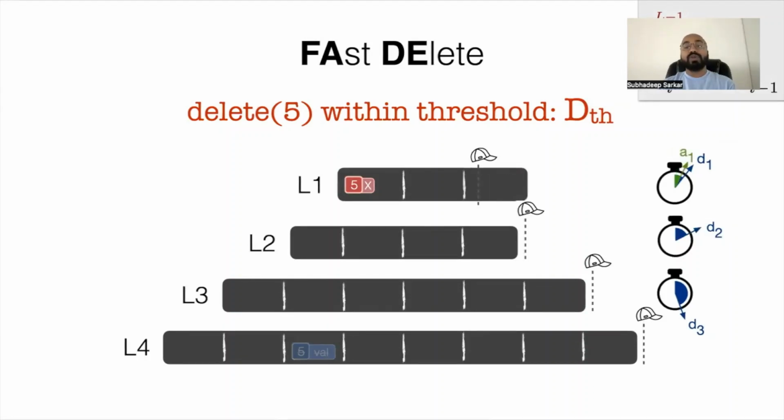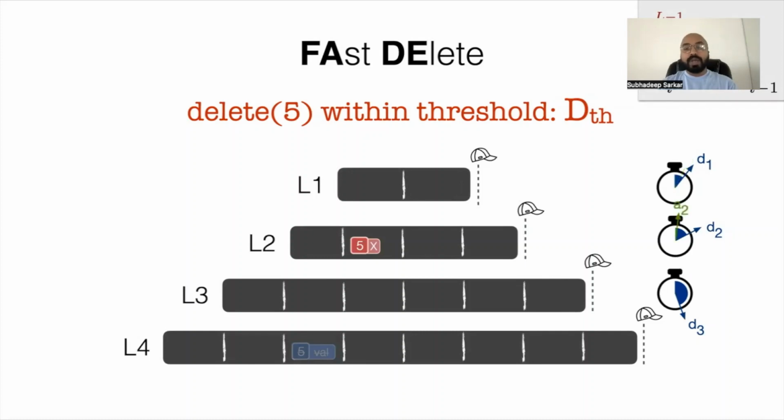Now, during the natural course of LSM operations, if it happens so that at one point in time, the file that contains the tombstone is chosen for compaction and moved down, then everything is fine. You note that A1 is still smaller than D1, so we did not do anything special. We did not have to. In the natural course of LSM compaction, the tombstone moved to level 2.